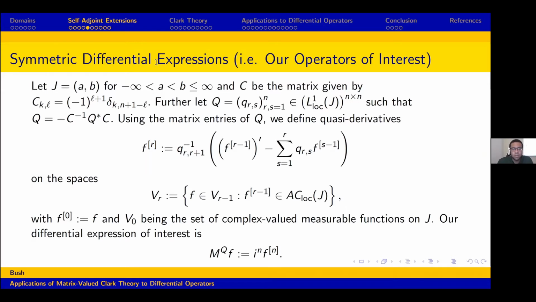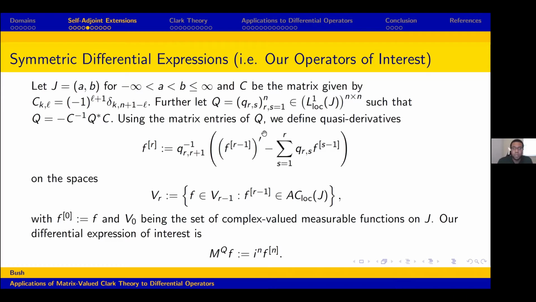And the key thing to note is that these are differential equations that we're going to construct from a matrix of L1 log functions on some interval J, which could be infinite, but need not necessarily be. So this L1 log is important, right? If you're talking about an infinite domain versus a finite one, this can be different than just regular L1. So this matrix Q is going to determine our operator in the following way.